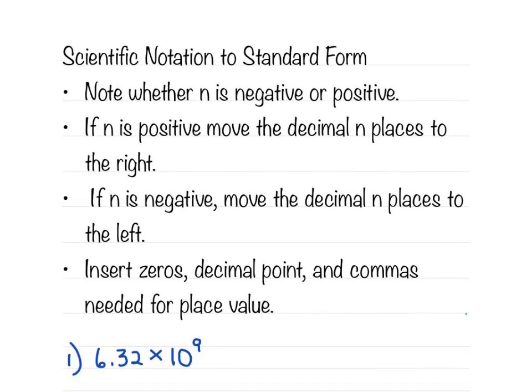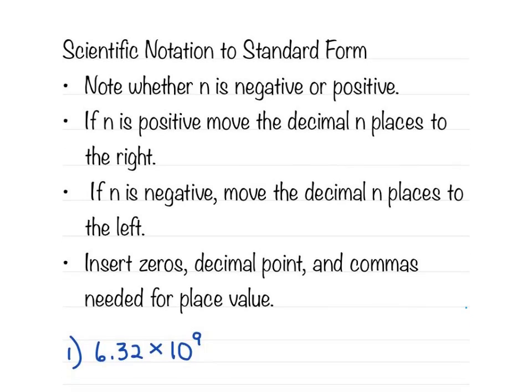Now let's talk about writing a number that's in scientific notation into standard form. The first thing you need to do is note whether n is negative or positive. If n is positive, you will be moving the decimal n places to the right, making the number bigger. If n is negative, then you will move the decimal n places to the left, making the number smaller.